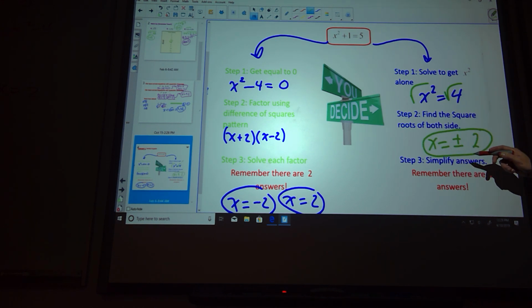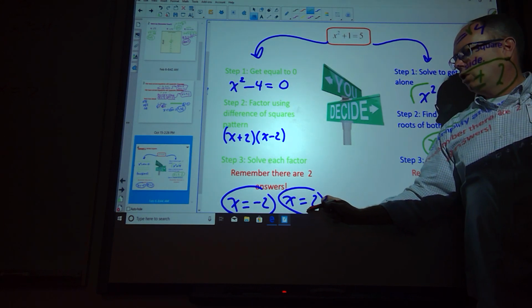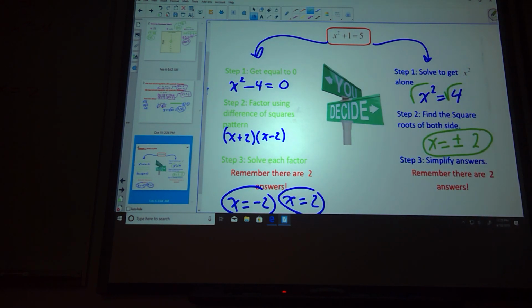Is plus or minus 2 the same answers as 2 and negative 2? Yeah. So which way is the right way to do it? I don't know. I think they both work, but sometimes a problem might be set up that down the left column is the better way to do it. Sometimes down the right column is the better way to do it. Okay? A-okay? Can I move on?